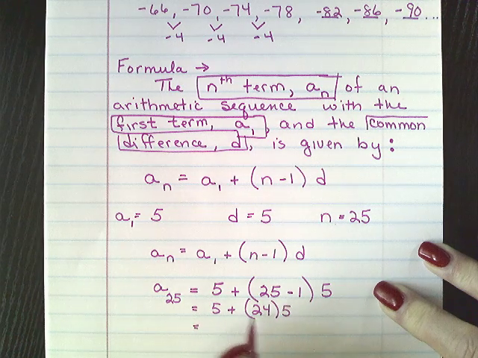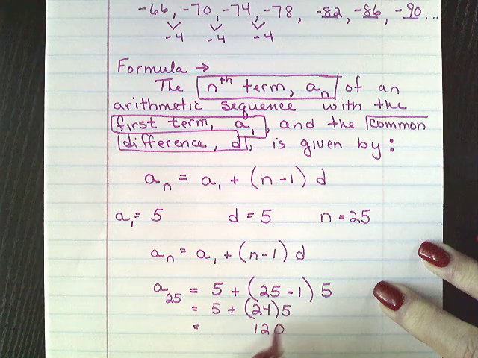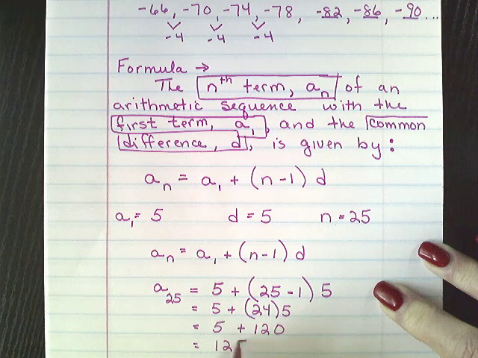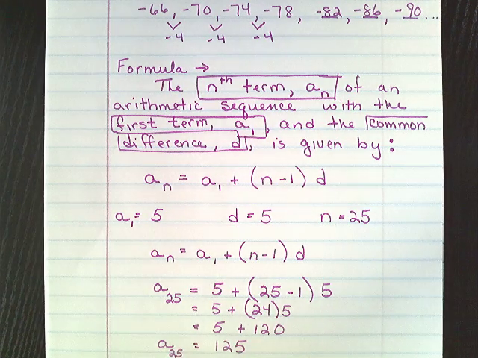24 times 5 is 120, plus 5, which is going to equal 125. So the 25th term in that sequence is going to be 125. It's just a shorter version of trying to write out the whole sequence and just keep going and going and going.